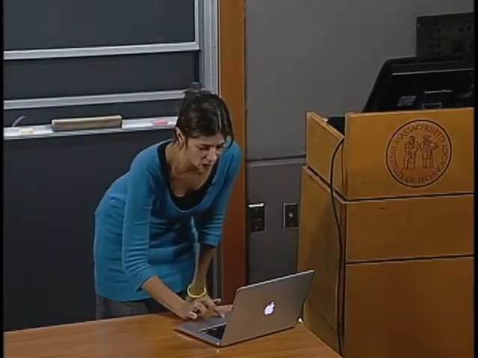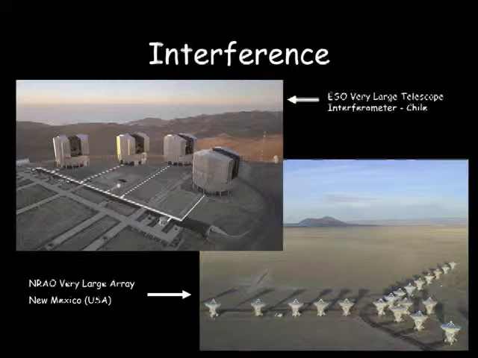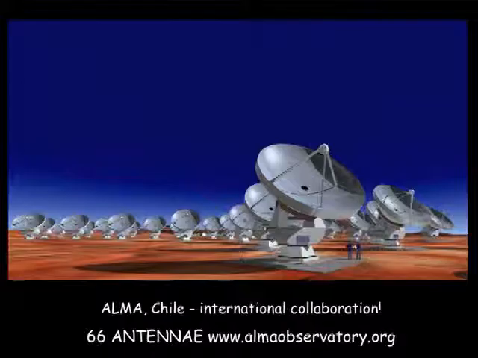If we consider not just one single telescope, but an array of different telescopes or radio antennae, then there is another aspect in common, that is interference. Here in this image, there is a project that is in phase of construction. It's called ALMA. It is an international collaboration, and it will be composed of 66 antennae.